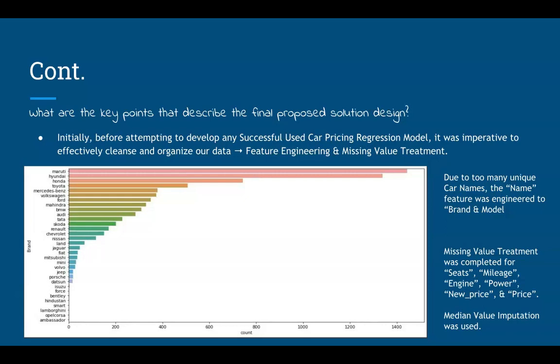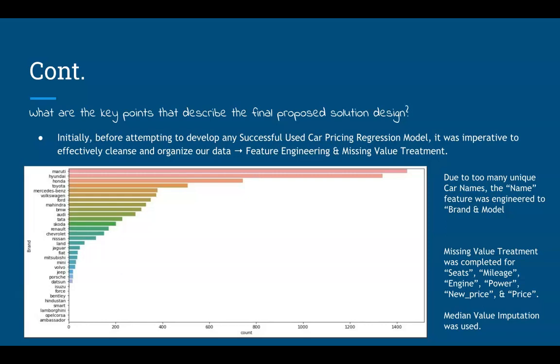So, initially, before attempting to develop any sort of successful used car pricing regression model, it was imperative to effectively cleanse and organize our data, and this ultimately represents the feature engineering and missing value treatment step within our process. One example of this would be that due to the many unique car names within our set, the name feature was re-engineered to be separated into brand and model features. And you can see within our graph that these are the various brand names and it's a much smaller subset.